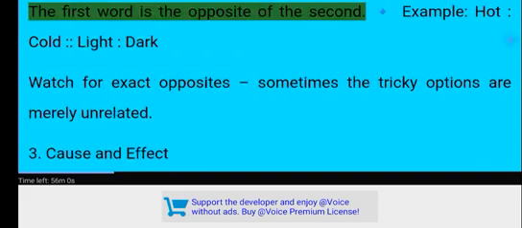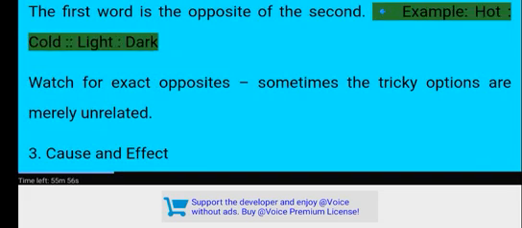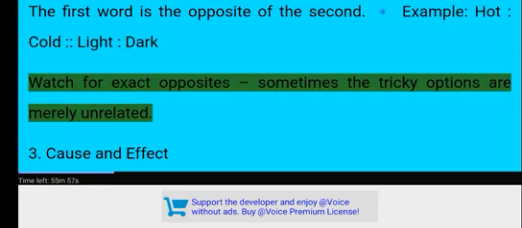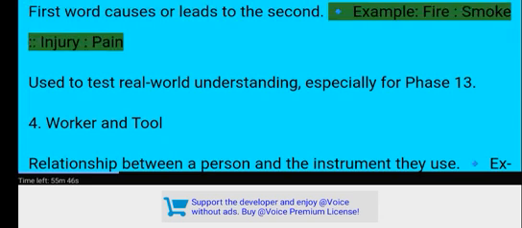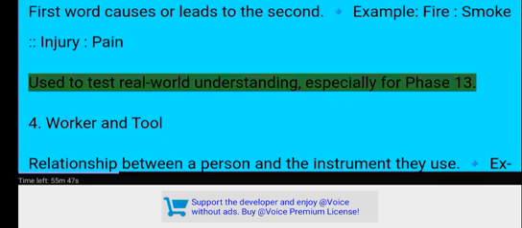2. Antonym analogy. The first word is the opposite of the second. Example: hot, cold; light, dark. Watch for exact opposites. Sometimes the tricky options are nearly unrelated. 3. Cause and effect. The first word causes or leads to the second. Example: fire, smoke; injury, pain. Used to test real-world understanding, especially for Phase 13.